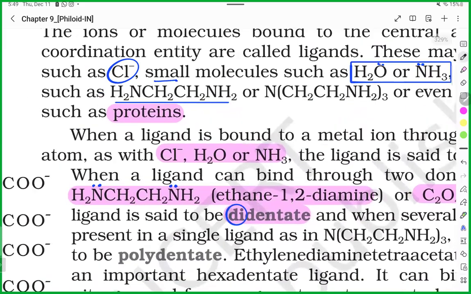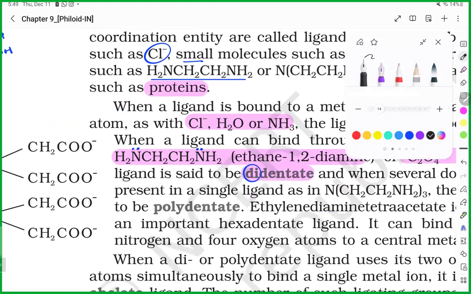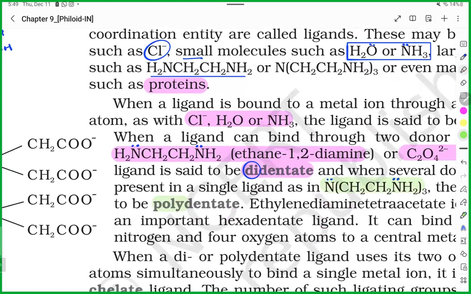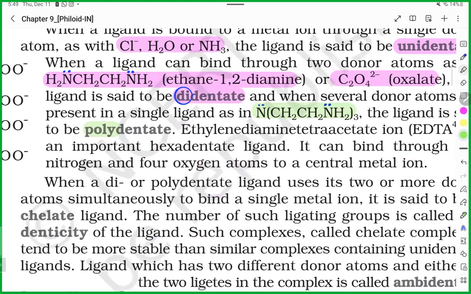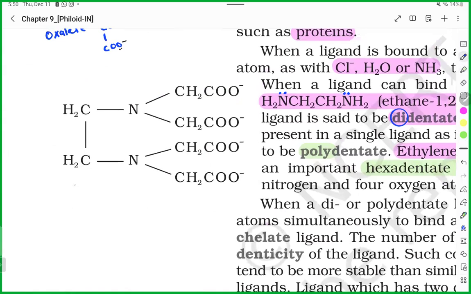There could be many donor sites. For example, if you see here, this nitrogen can donate electrons, and here you have three amines. These can also donate electrons. That is polydentate. Make sense? Multiple donating sites. For example, very popular, ethylenediaminetetraacetate. This is hexadentate. How do you know? This is the formula of EDTA.